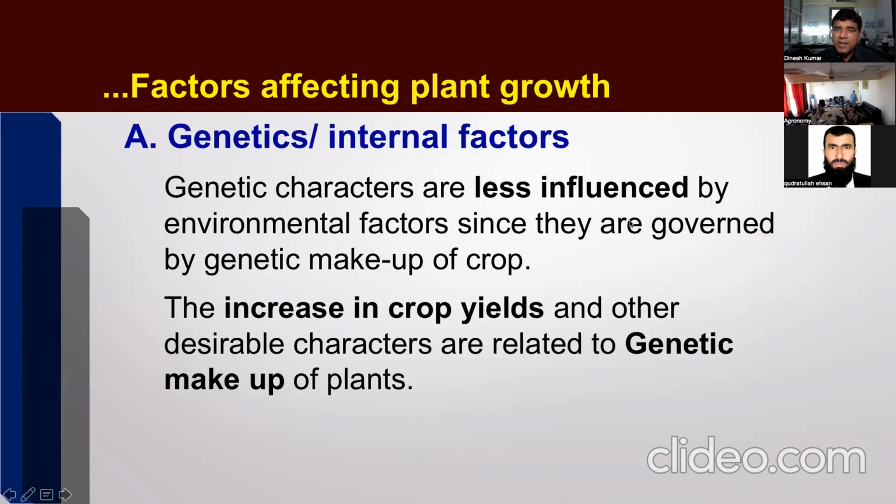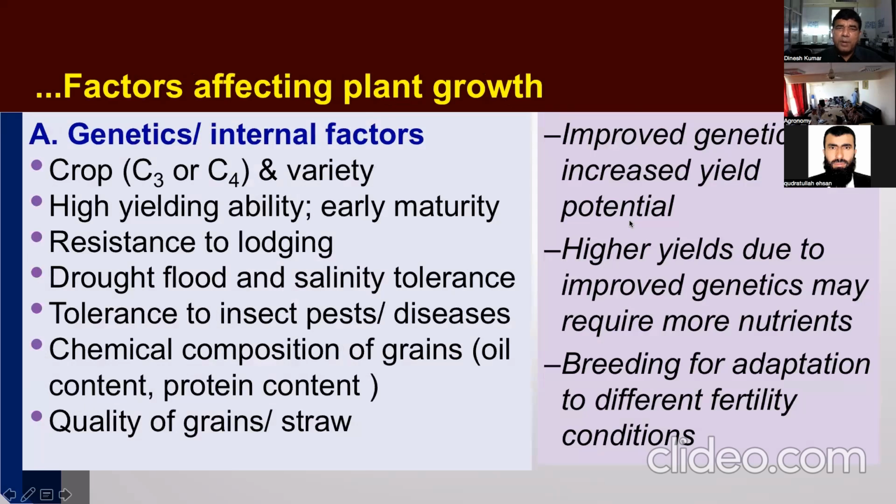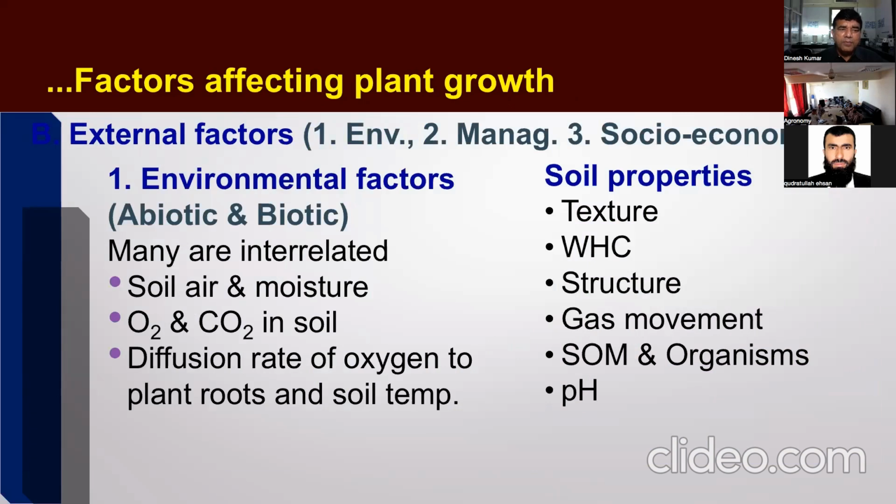I discussed internal factors, genetic factors, particularly the interaction of genotype and environment. And in environmental factors, I told you that many of them are interrelated, like soil air, soil water, and soil temperature. Similarly, soil structure, soil texture, gas movement, activity of organisms, and soil organic matter are interrelated. They have interactions. One affects the other.